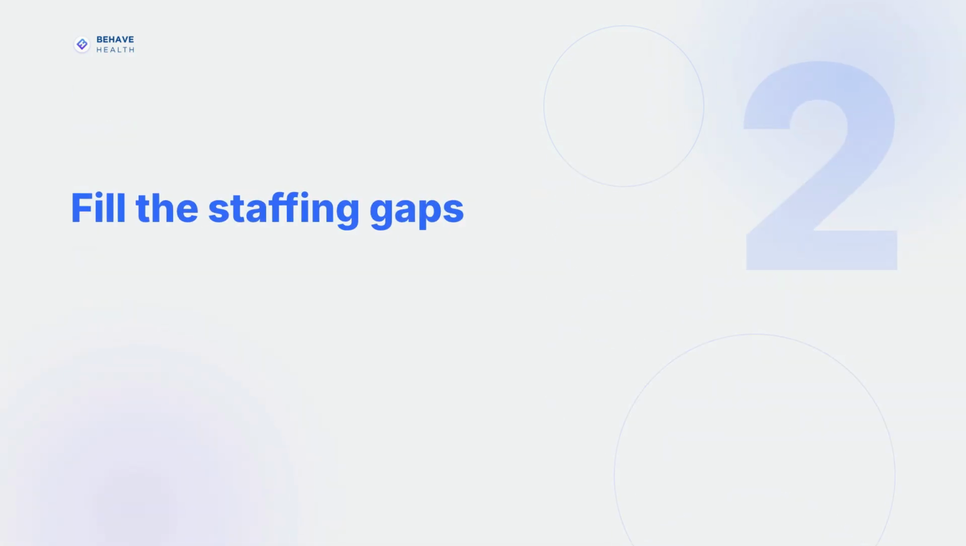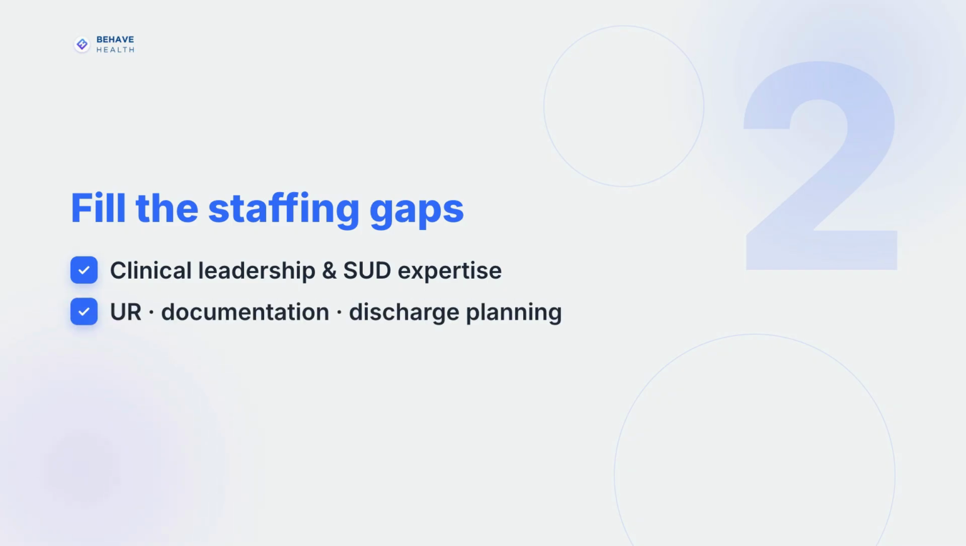Step 2. Staffing and clinical leadership. A conversion is not just a schedule change. A structured program needs clinical leadership, substance use treatment expertise, and group programming, plus level of care review, documentation controls, utilization review, and discharge planning, and clear ownership of compliance and revenue cycle coordination.